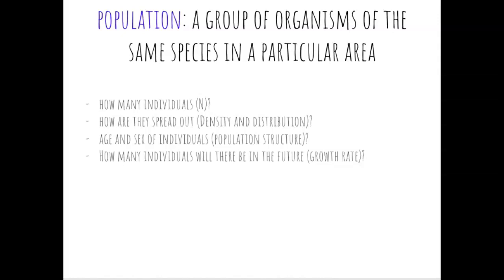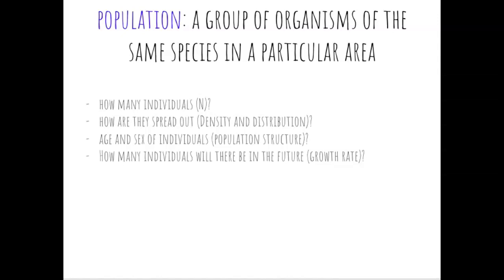And so once we know those things, the species that we're looking at and our area, we can start asking other questions such as how many individuals, and we denote the number of individuals by the letter N. We also look at how they're spread out within that area, so their density and distribution, and we'll talk about different patterns as well as how dense they are.